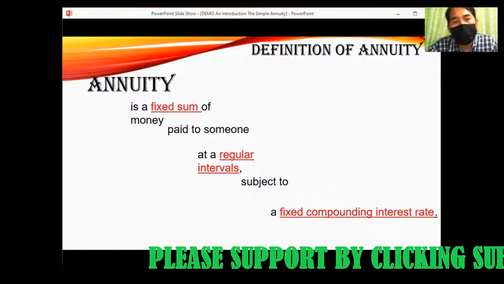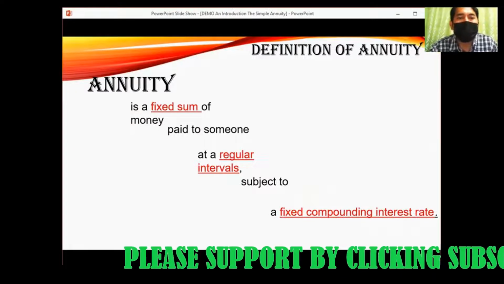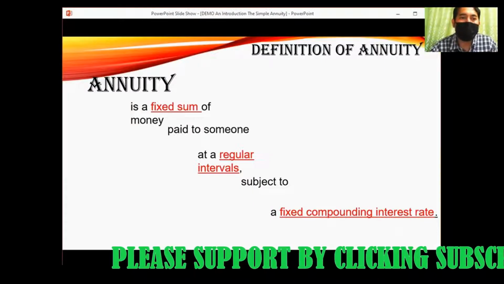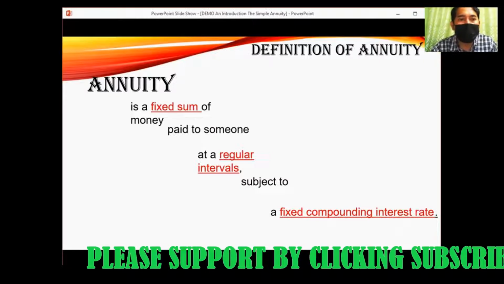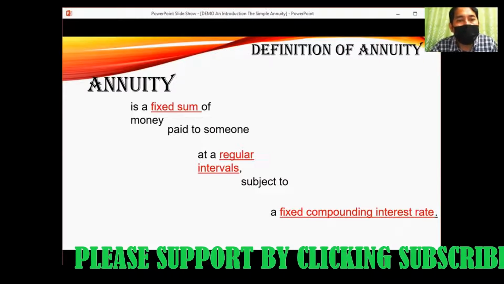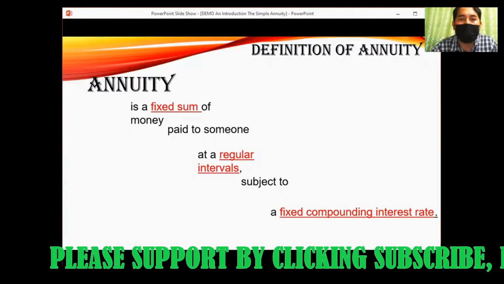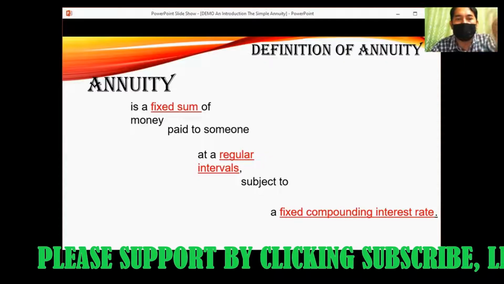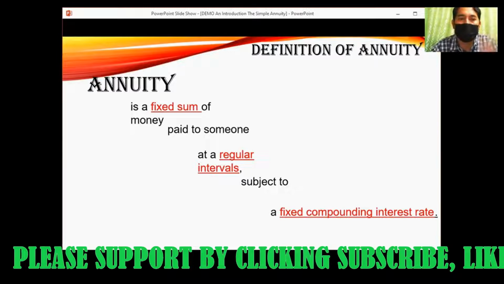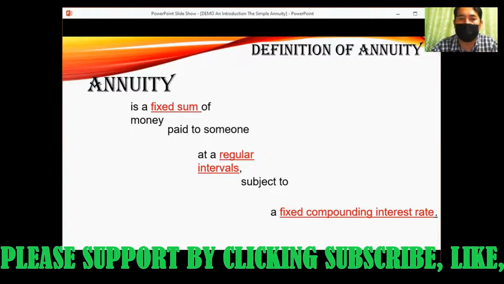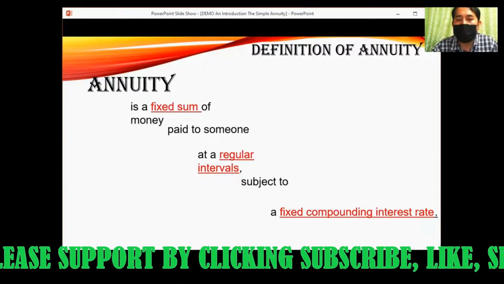So again, when we say annuity, we are talking of that fixed, certain amount of money paid to someone or given to someone in a regular interval. So meaning to say, pagka sinabi mong regular interval, magkakapareho yan kung kailan ka nagbigay. Ganun din sa susunod na araw, susunod na buwan, or susunod na taon. Regular intervals. Of course, fixed compounding interest rate.